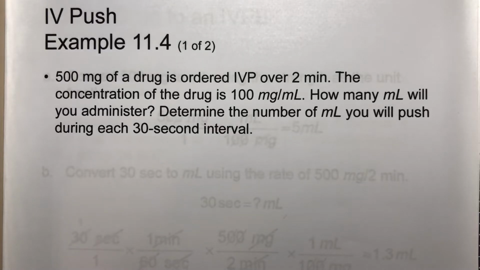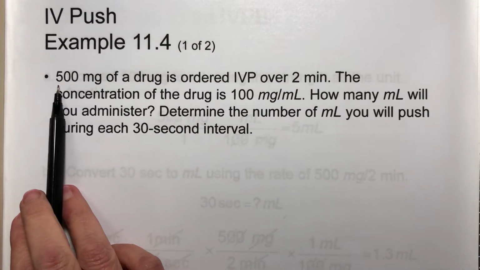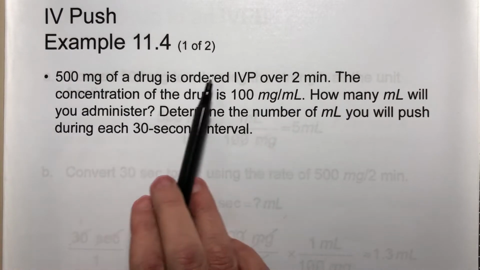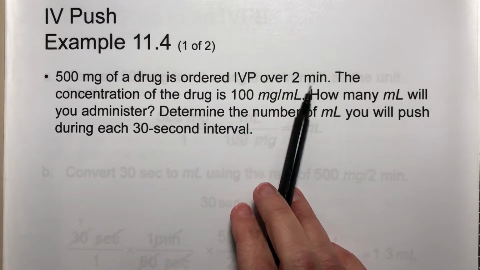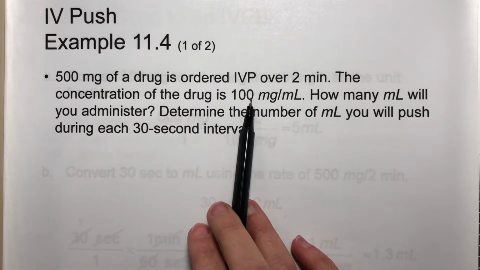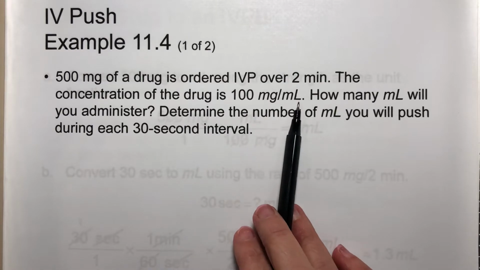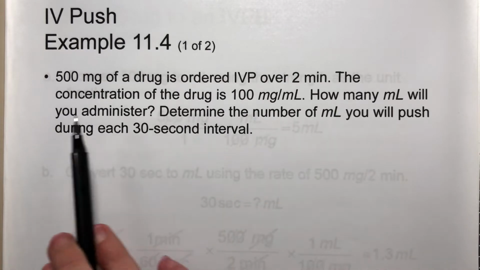Okay, so this is chapter 11, part 3. This is an example of an IV push. We have 500 milligrams of a drug ordered over 2 minutes. The concentration of the drug is 100 milligrams per milliliter. How many milliliters will you administer?